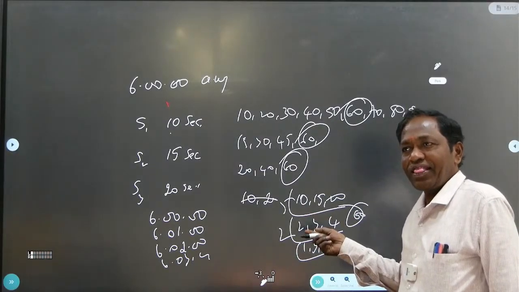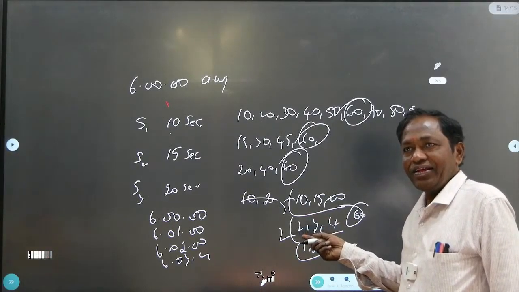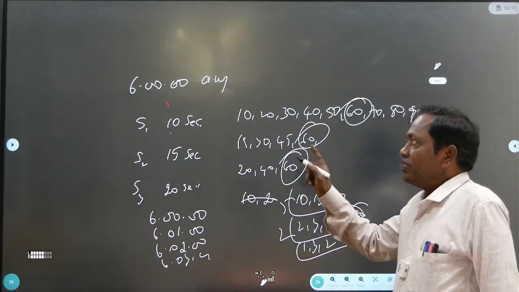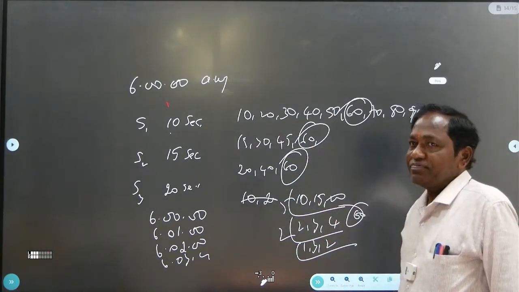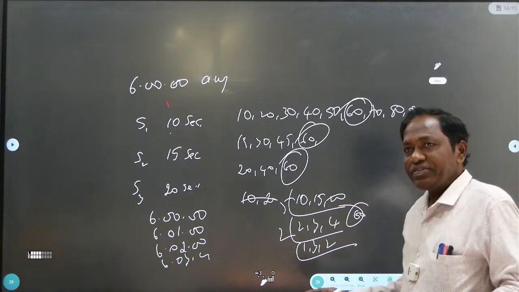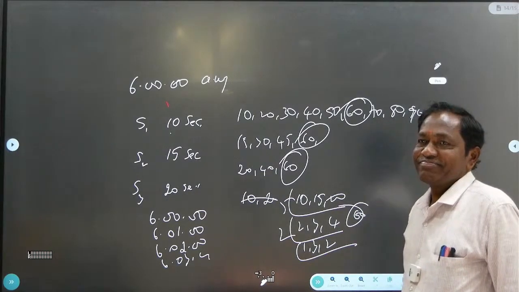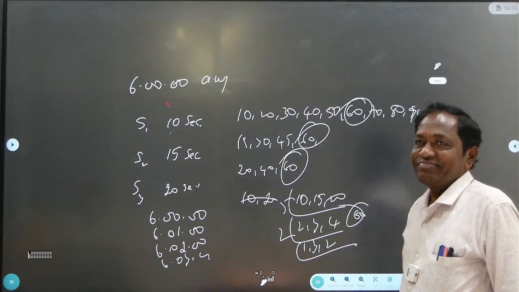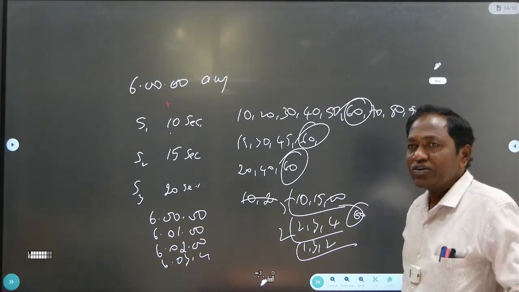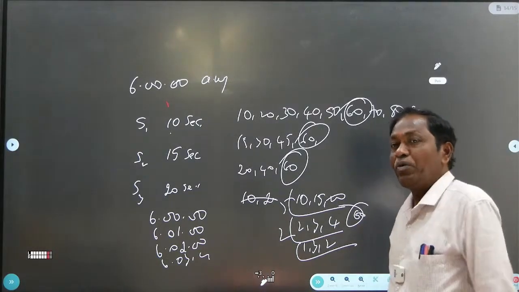Sir, I didn't understand. See, if all the three signals start at 6 a.m., how many times do all the three start together in 1 hour time? 1 hour means what? Starting at 6 a.m. up to 7 a.m. How many times?